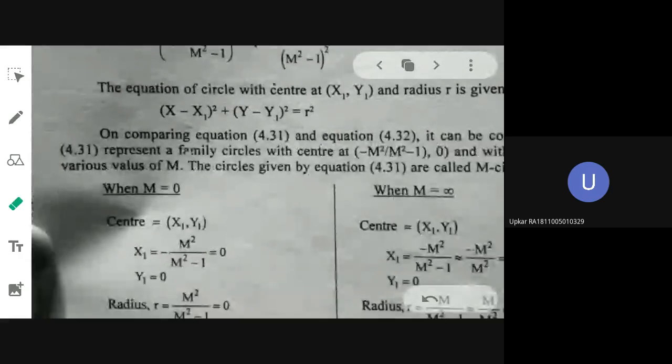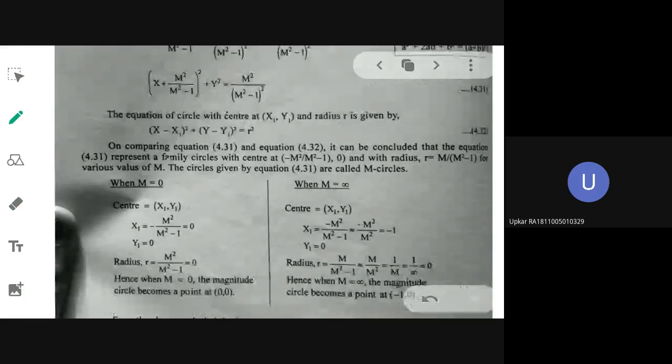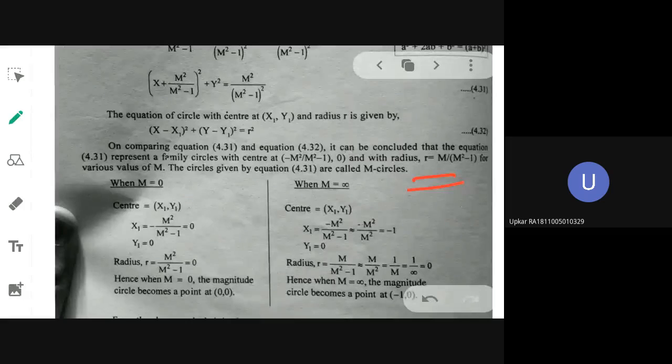Here they have given the radius value and the center value. Y1 is equal to 0. X1 is equal to minus m squared divided by (m squared minus 1). So this equation is representing your equation of a circle. Now in this equation, you are going to substitute two values: m is equal to 0 and m is equal to infinity.